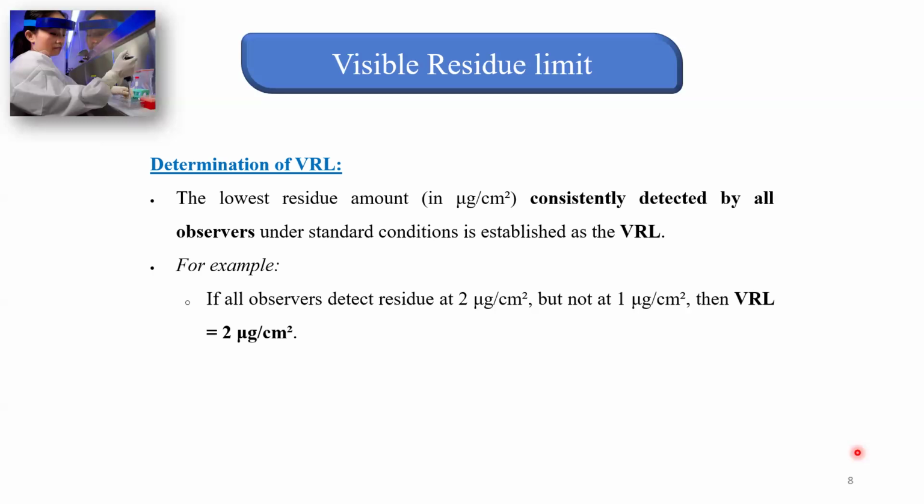This means that the residue must be visible to every observer, not just one or two. This ensures that the VRL value is reliable and not dependent on individual eyesight differences. Once finalized, this VRL value becomes a scientifically justified visual detection limit for the product surface combinations.